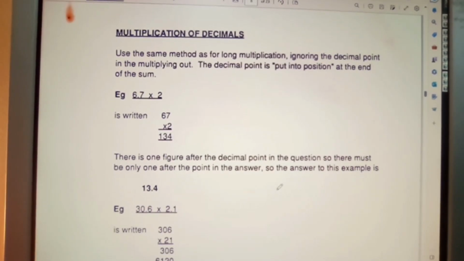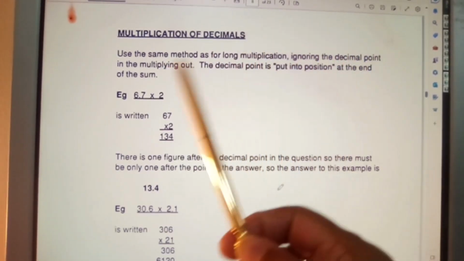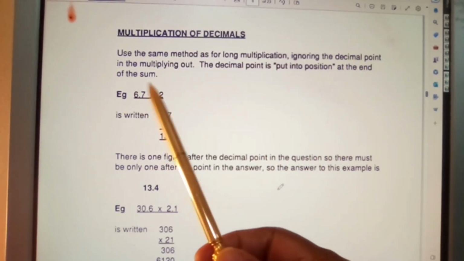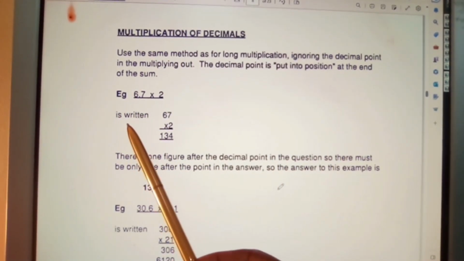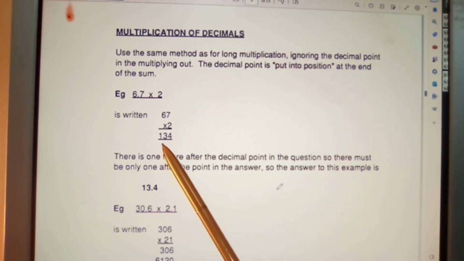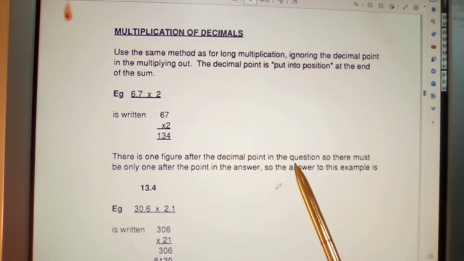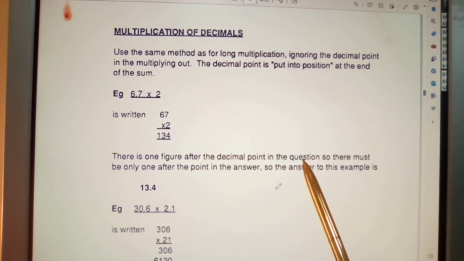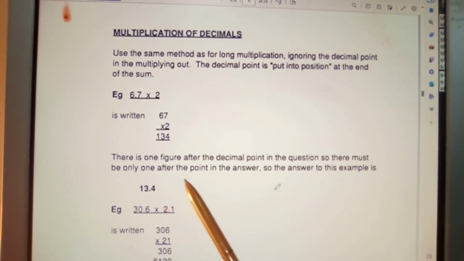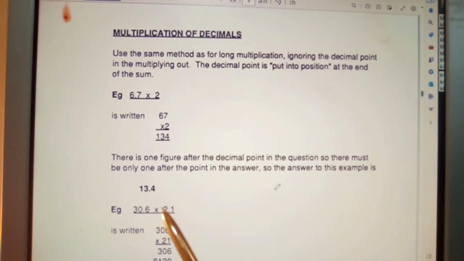The multiplication of decimals. Use the same method as for long multiplication, ignoring the decimal point in the multiplying out. The decimal point is put into position at the end of the sum. And here you have your example. It's written 67 times 2 for instance equals 134. There's one figure after the decimal point in the question, so there must be only one after the point in the answer. So the answer to this example is 13.4. Okay.